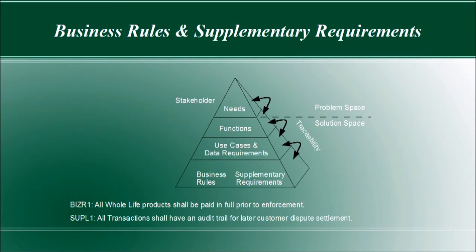Business rules and supplementary requirements support the process. A business rule is a requirement that is not part of the flow of a use case, but informs that use case. In other words, it might affect which use case to use to implement a function. For example, all whole life products should be paid in full before enforcement is a business rule. The statement, all transactions shall have an audit trail for later customer dispute settlement, is an example of a supplemental requirement that supports the overall processing.